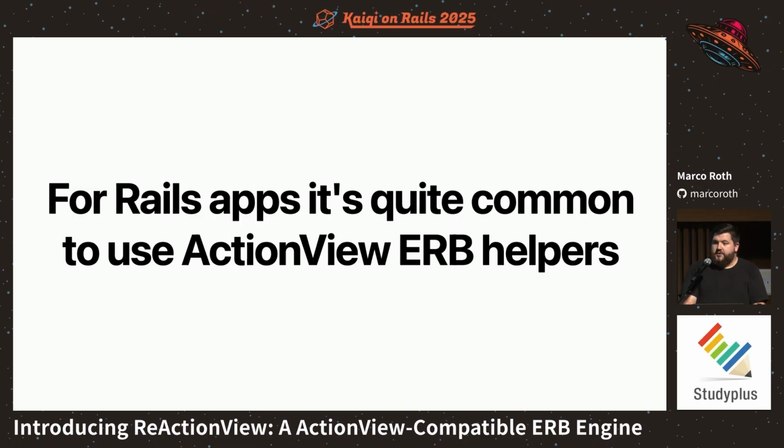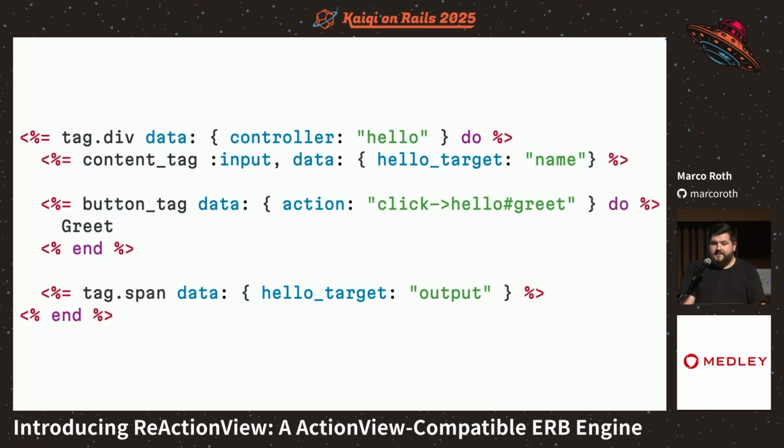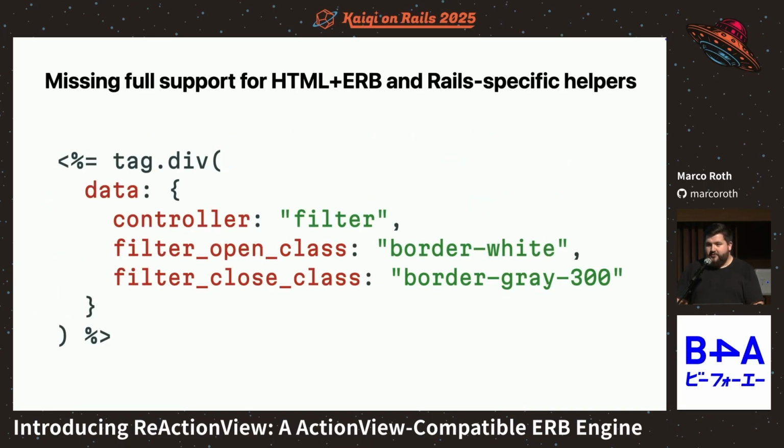And for Rails apps, it's quite common to use ActionView tag helpers. So you might have code in HTML that looks like this here, where you have all the different attributes that Stimulus expects. But in the most extreme case, you could have an application like this, where you have the tag helpers from ActionView. The problem here is we didn't have any tooling support at all for these kinds of documents.